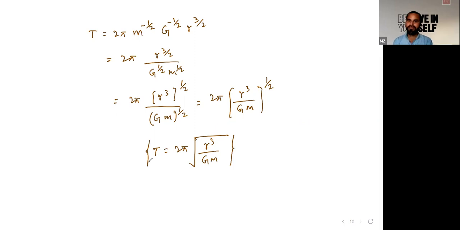Is it clear to everyone? Sir, how did 3 by 2 become 3 for r, the exponent of r? Since we have x to the power m to the power n, it becomes x to the power m into n. So we can write 3 by 2 as 3 into 1 by 2. We can write it like this.